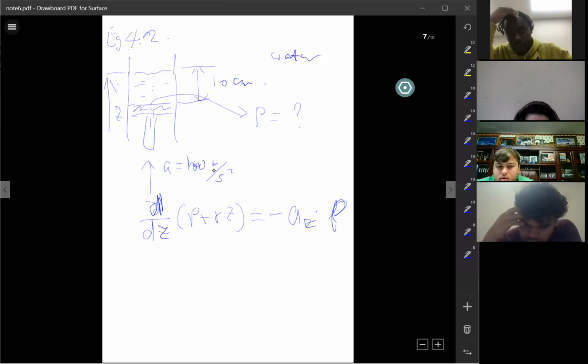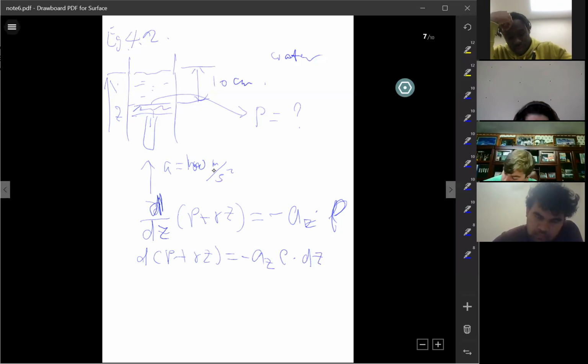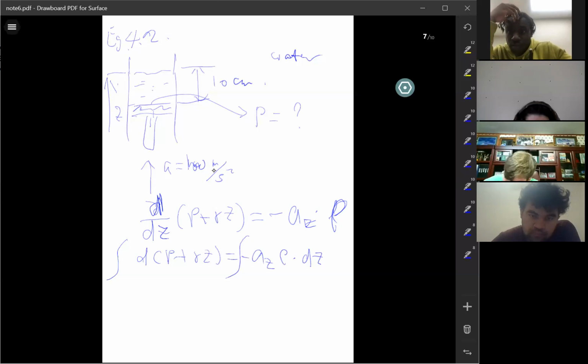If I were you, I would move the dz to the right-hand side. So dp plus gamma dz equals a_z rho times dz. Then I take integration, right? Did you have the differential equation class yet? When you solve a differential equation, you need to take integration. Is that right, everybody? So this is how we take integration.